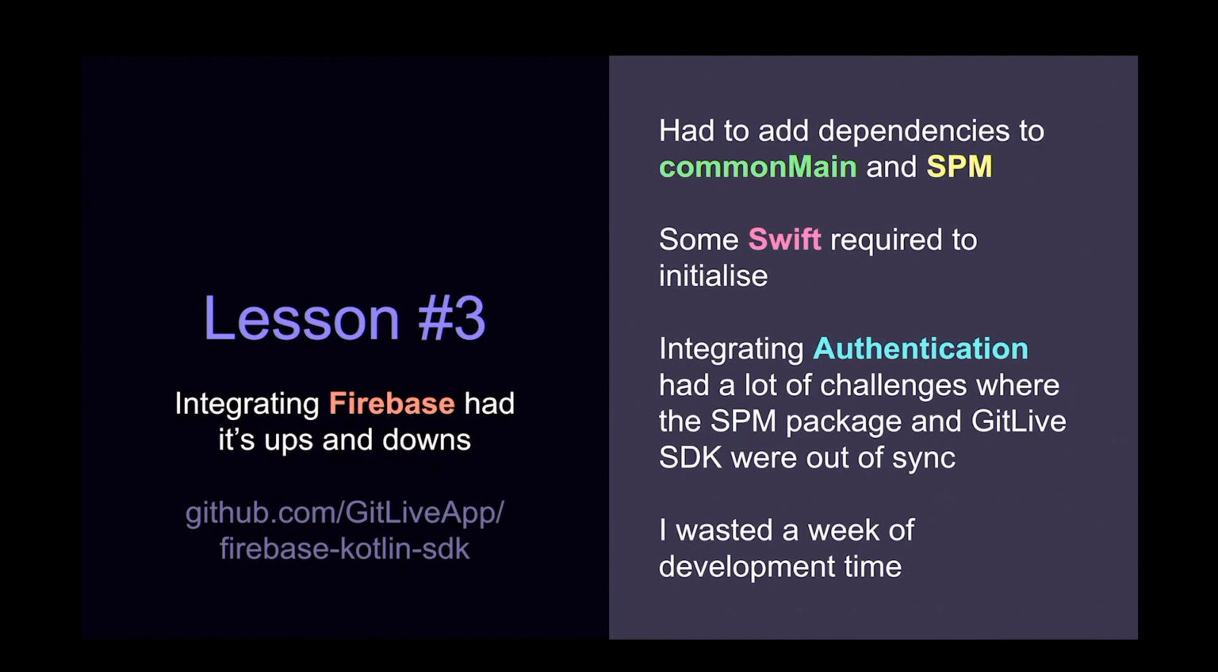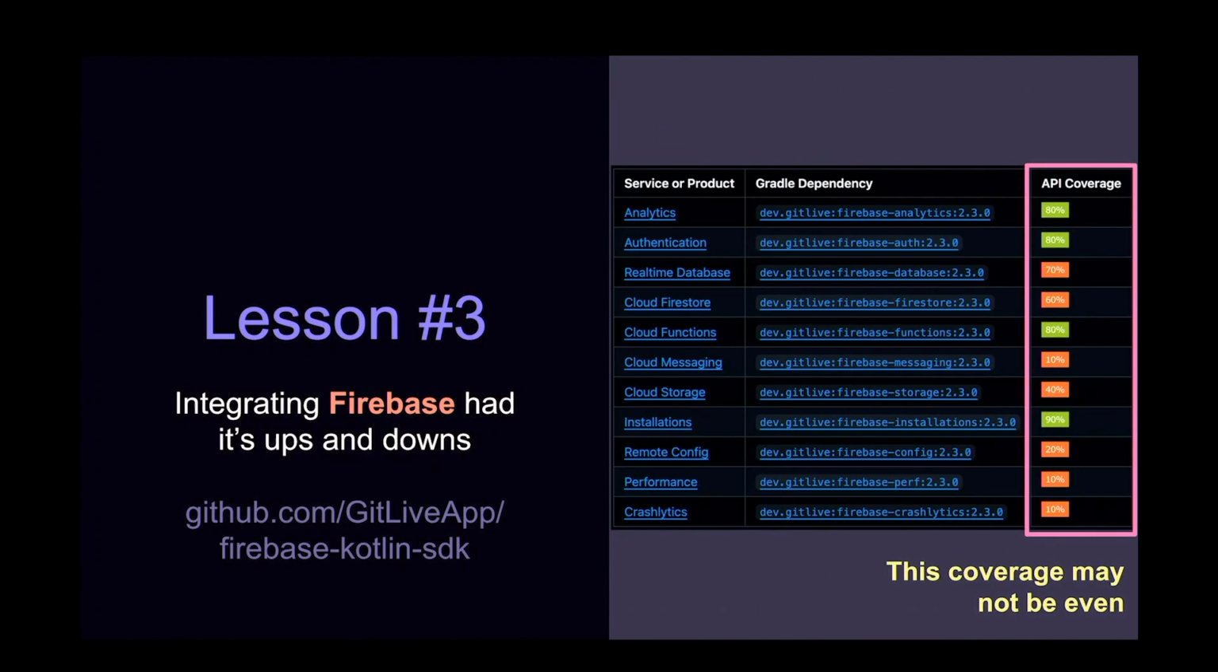So when you're doing this, it really pays to look at the API coverage. Have a look at what is enabled and what isn't. If we look at this, it's definitely not even. If you look at the top here, authentication, it's 80%. So I thought, oh yeah, I can use this, but actually I wanted the 20% that wasn't implemented. Just knowing me, that was right.